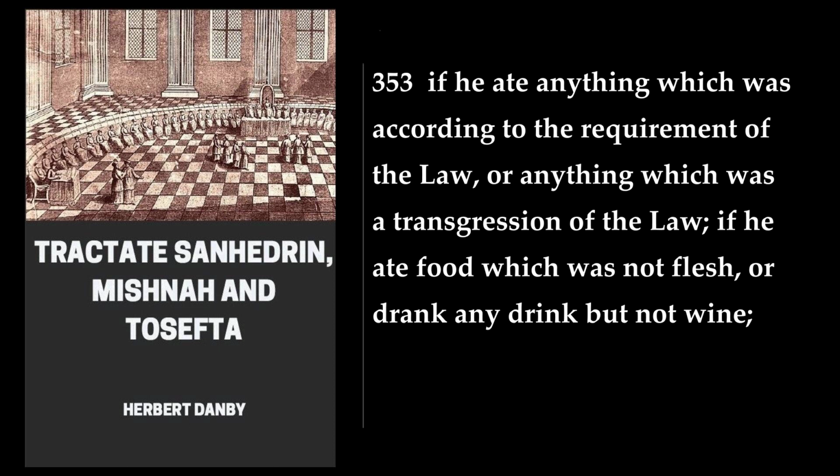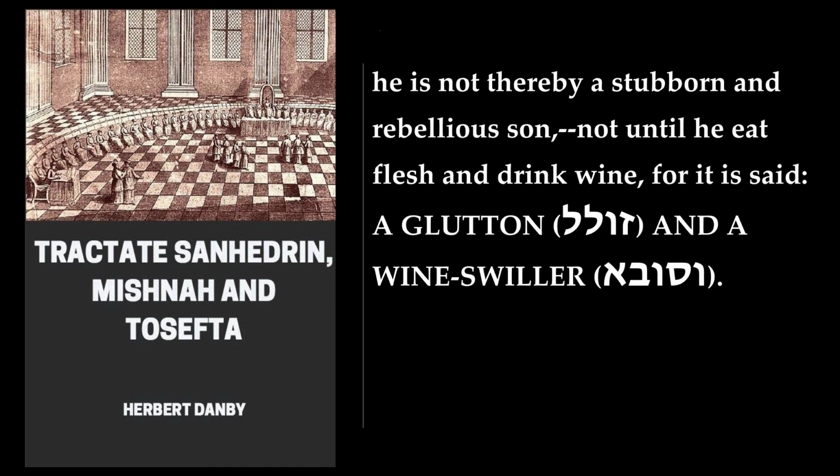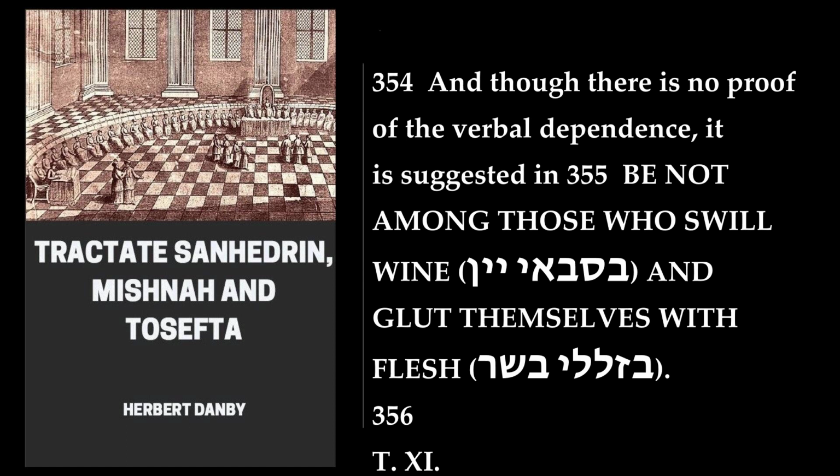353 if he ate anything which was according to the requirement of the law, or anything which was a transgression of the law, if he ate food which was not flesh, or drank any drink but not wine, he is not thereby a stubborn and rebellious son, not until he eats flesh and drinks wine, for it is said, a glutton, and a winebibber. 354 And though there is no proof of the verbal dependence, it is suggested in 355, be not among those who swill wine, and glut themselves with flesh.